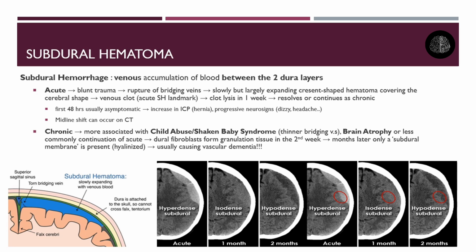Now, what happens in chronic is that after the venous clot occurs in acute, the dural fibroblasts form granulation tissue in the second week. So as you can see, in the first month the lesion becomes isodense, not hyperdense anymore. And a month later, only a subdural membrane is present, so hyalinization, almost looking like brain tissue, but it's not. And it's usually the cause of vascular dementia, which is one of the most common types of dementia after Alzheimer's, etc.